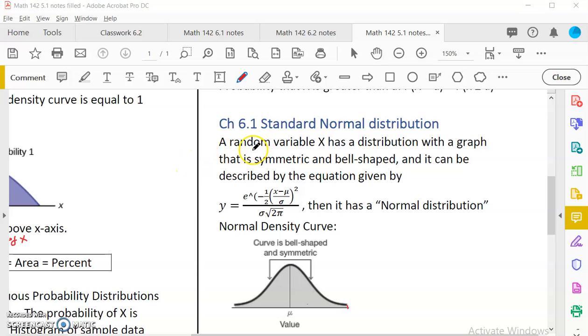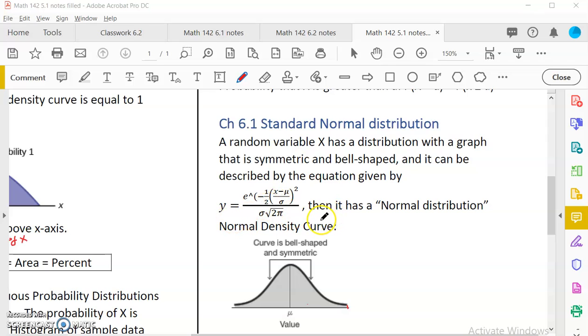Hello statistics student, this video is for chapter 6.1, standard normal distribution. Standard normal distribution is a certain kind of bell-shaped distribution that is a special case of a general non-standard normal.